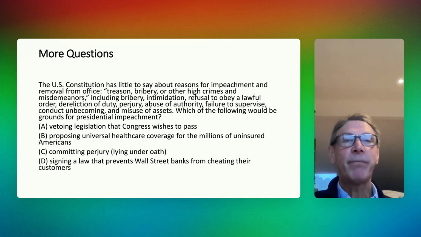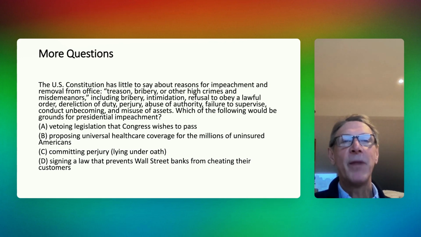More questions. The US Constitution. The US Constitution has little to say about reasons for impeachment. Impeachment, if you remember, is firing the president and removal from office. Treason, bribery, and other high crimes and misdemeanors. Misdemeanor is another word for crime.